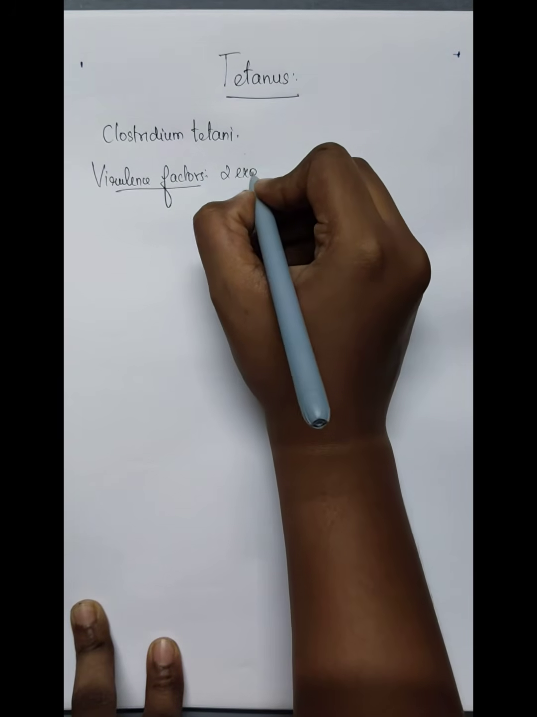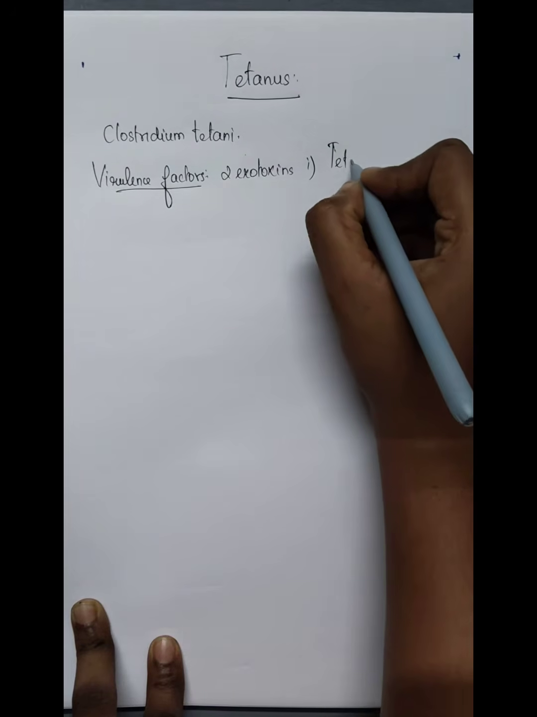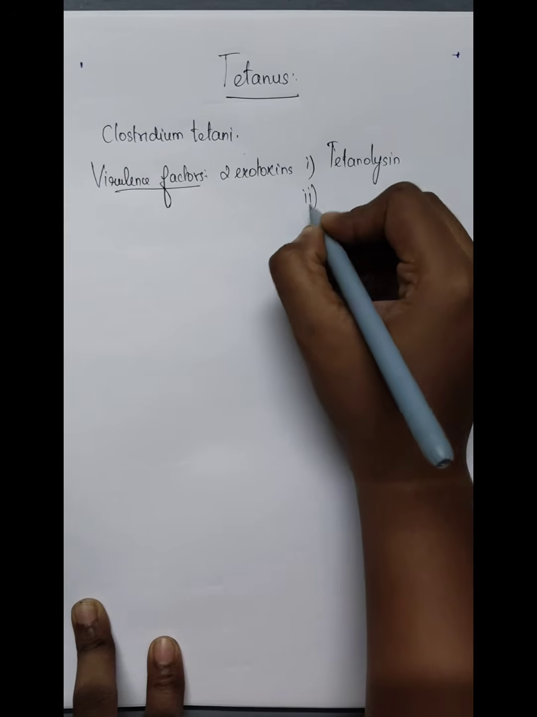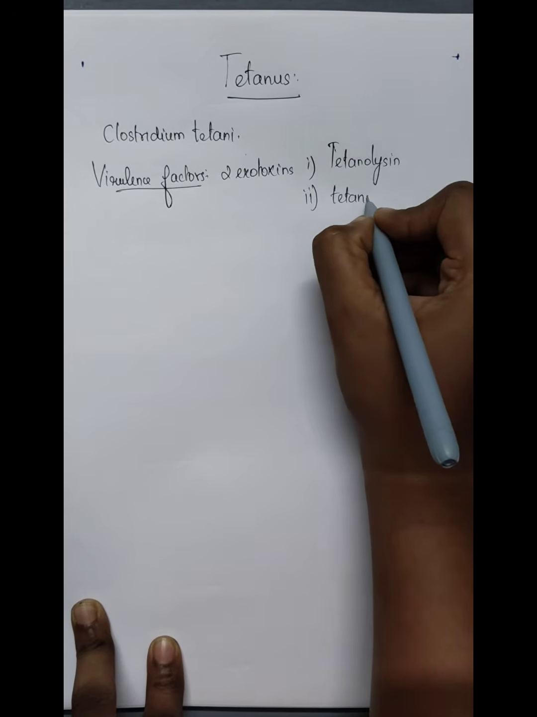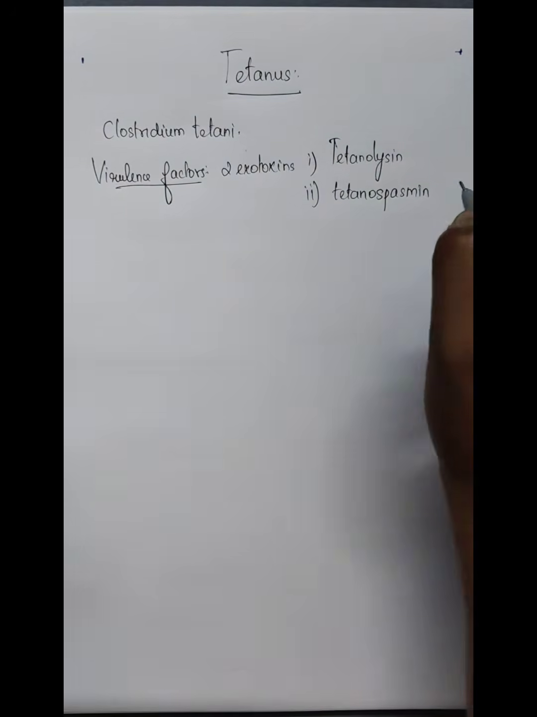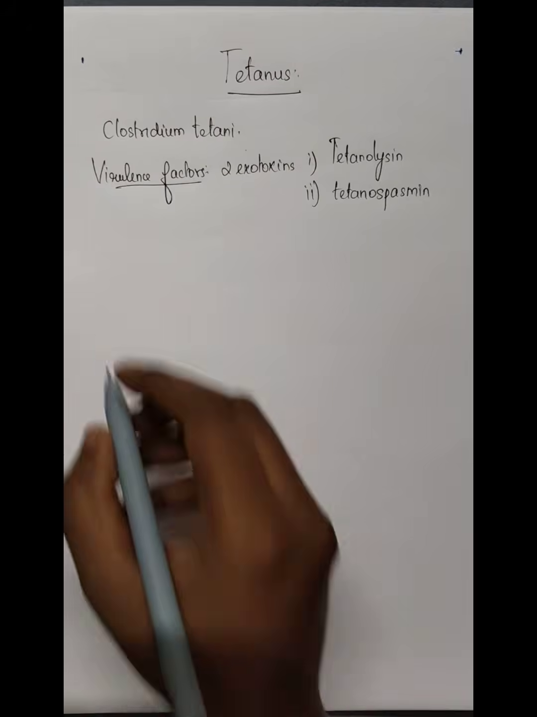Two types of exotoxins. Number 1, tetanolysin. Number 2, tetanospasmin, which is a neurotoxin. It is also used in the preparation of toxoid. Pathogenesis.